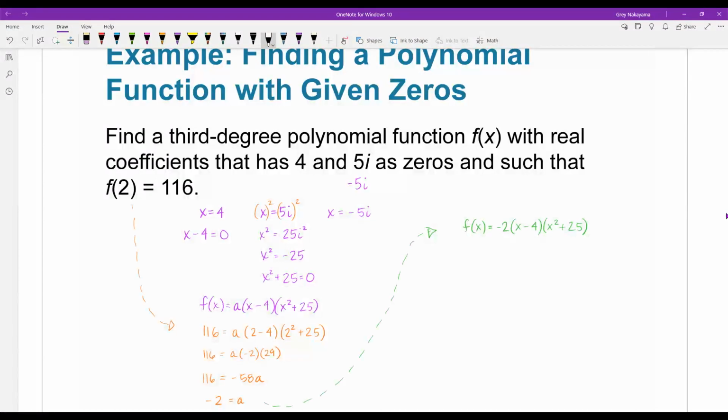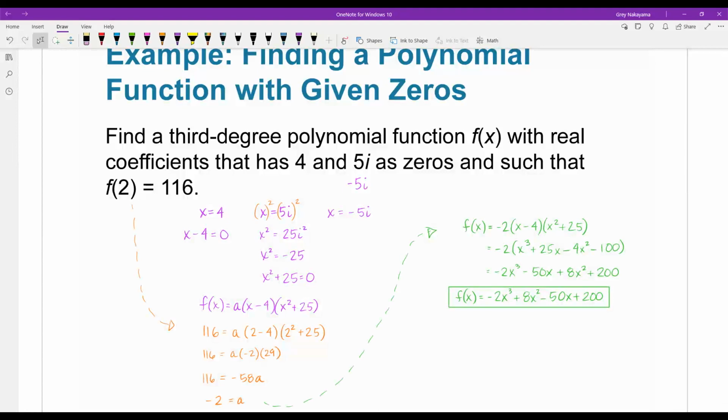I still have to multiply that out, but these are two binomials, so I'm going to FOIL it. The first terms give me x cubed. The outside terms give me plus 25x. Inside, negative 4x squared. And the last gives me minus 100. Okay? Then I'm going to distribute my negative 2. And then I'm just going to put it in standard form by putting it in order. So that's all you got.